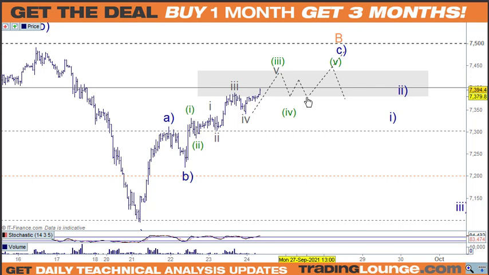So wave 4 here. I mean, wave 4 can pull back to wave 4 here, so just be a bit careful about that.